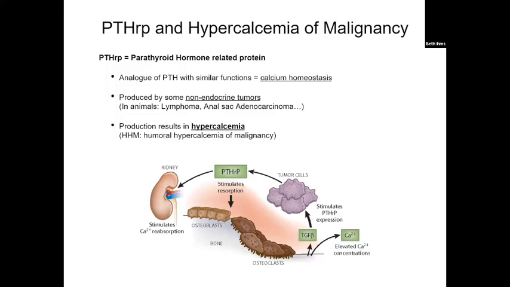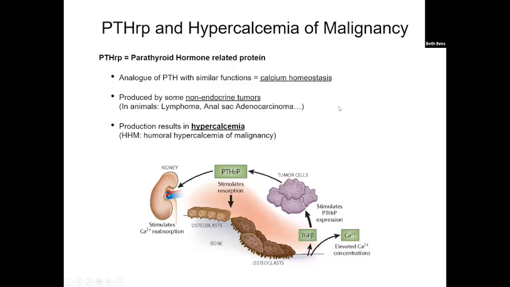PTHrp, parathyroid hormone related protein, and hypercalcemia of malignancy, also called HHM, humoral hypercalcemia of malignancy. This is produced by a handful of different tumors in animals. These are the two most common suspects. PTHrp is usually produced by non-endocrine tumors. It is essentially the same as PTH, so it has similar functions.